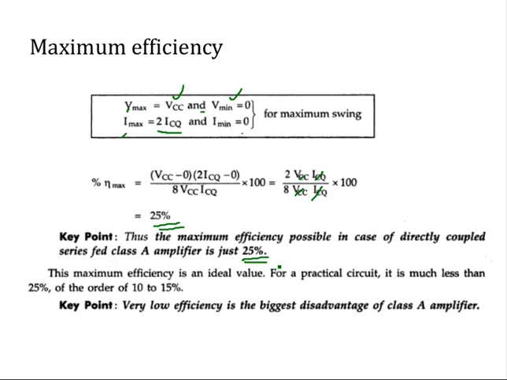We have discussed why we need transformer coupling. This is the reason. The efficiency is very small for direct coupling. It is below 25%. This is the maximum possible efficiency. In actual, for a practical circuit, it will be much less than 25%, because if we consider the drop in the transistor, the power dissipation in the transistor, or the power dissipation in the RE resistance, if emitter biasing is there, all these will contribute to an efficiency which is less than 25%. So very low efficiency is the biggest disadvantage of class A amplifier.